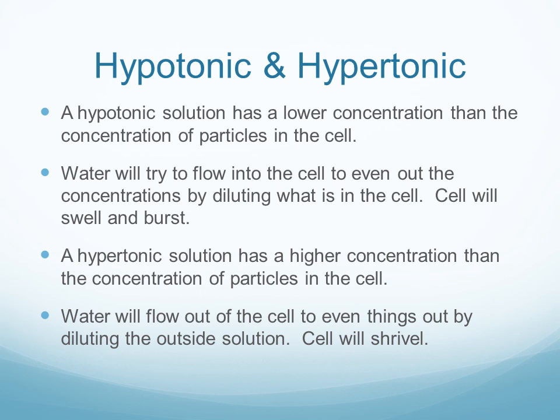A hypertonic solution has a higher concentration of solute than what you find in a cell. And so if you put a cell into a hypertonic solution, the water that is in the cell will flow out of the cell to try to dilute the outside solution and even it out that way. And that causes the cell to shrivel. And there's a picture of this inside your textbook.